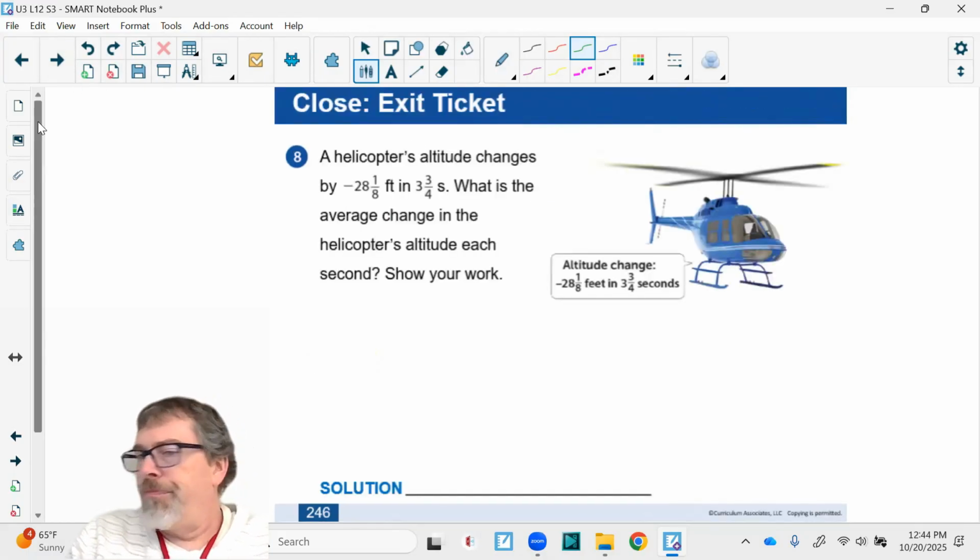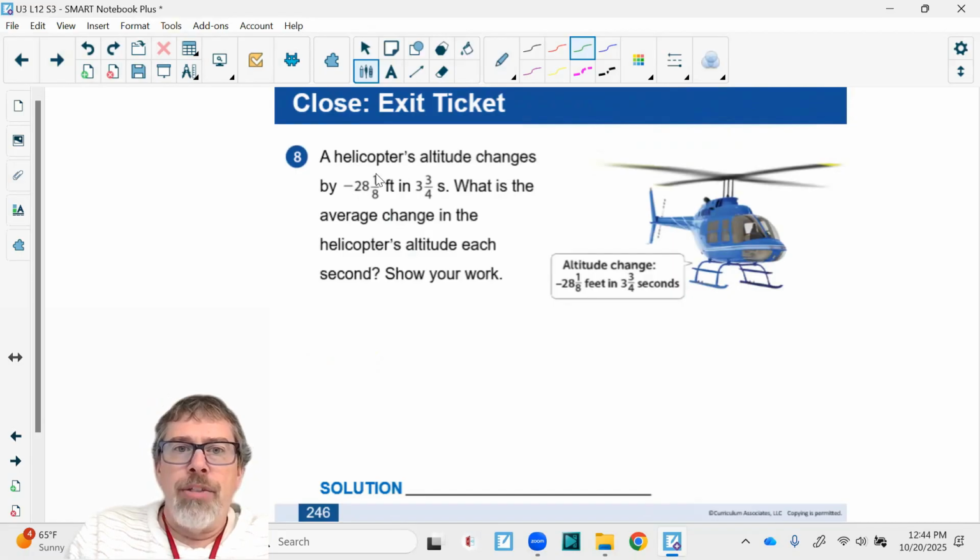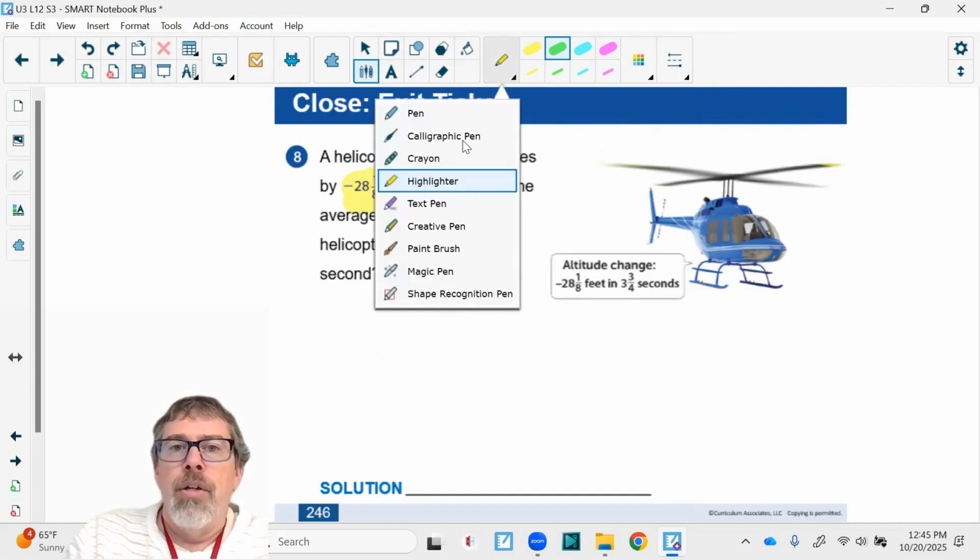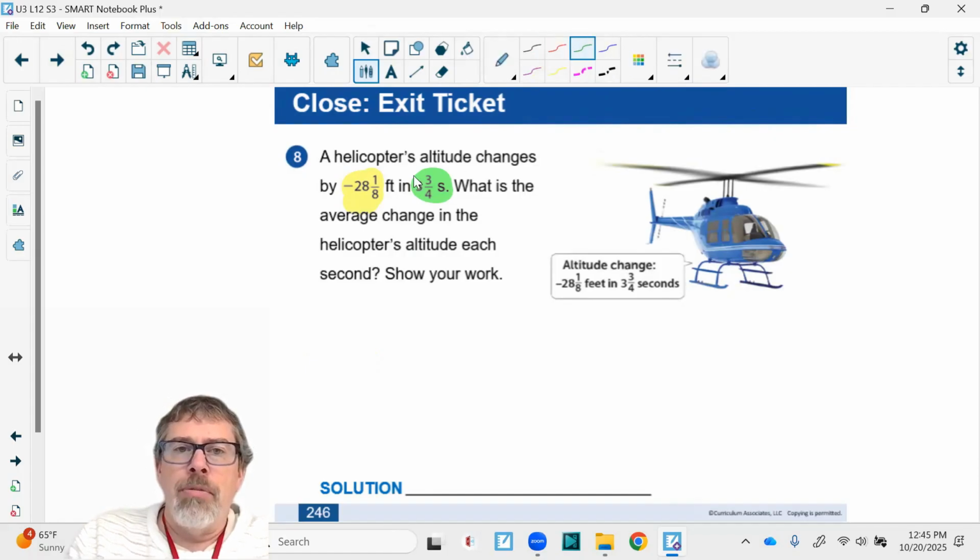Closing exit ticket. A helicopter's altitude changes by negative, so it's going down, decreasing, or I should say descending, negative 28 1/8 feet, and it does that in 3 3/4 seconds. What is the average change in the helicopter's altitude each second? Show your work. So I'm going to do this with a decimal, or do I do it with a fraction? I'd prefer fractions here. But if I do a fraction, I got to multiply 28 times 8.